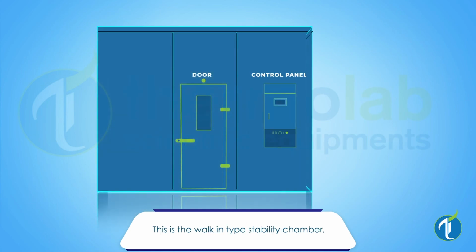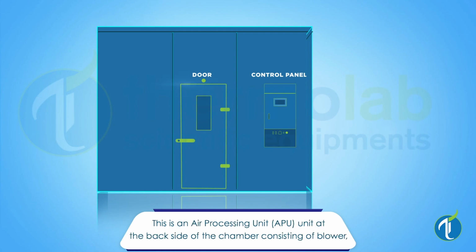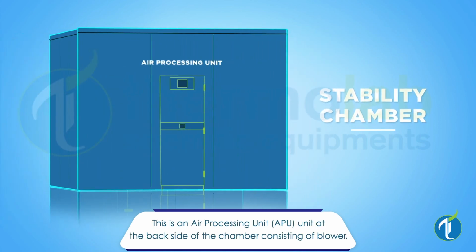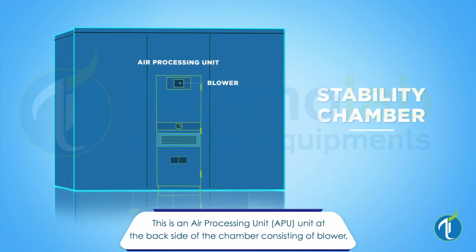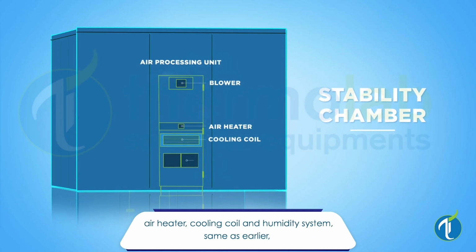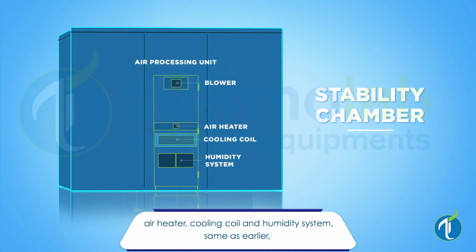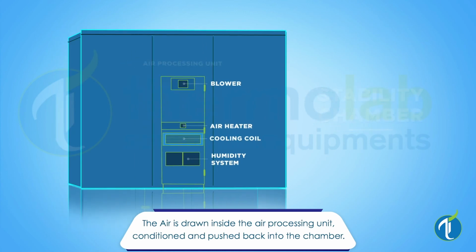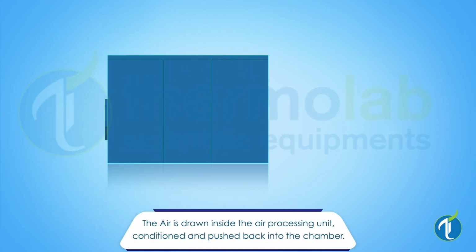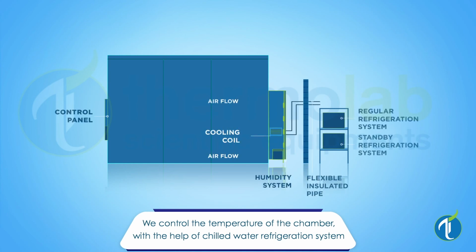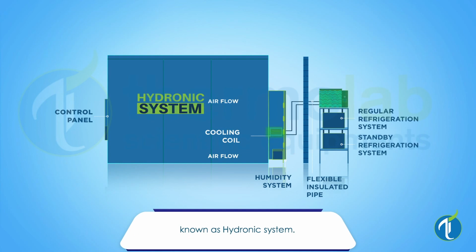This is the walk-in type stability chamber. This is an air processing unit at the back side of the chamber consisting of a blower, an air heater, a cooling coil and a humidity system. Same as earlier, the air is drawn inside the air processing unit, conditioned and pushed back into the chamber. We control the temperature of the chamber with the help of chilled water refrigeration system known as hydronic system.